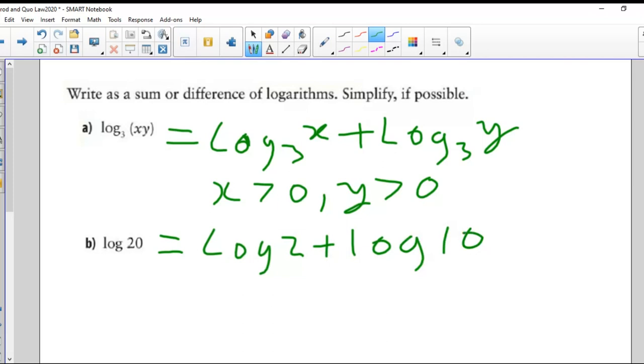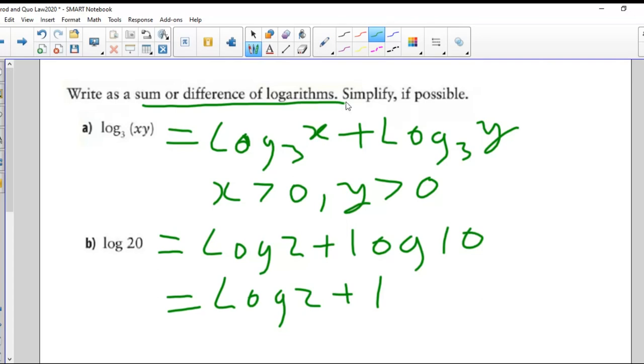Now part of that we can actually evaluate. We could say it's the log of 2 plus 1. So that's one way to write it. But it did say there's some difference of logarithms, so I can leave it like that, right? I can leave it exactly like that. So instead of saying the log of 2 plus 1, I'm just going to write log of 2 plus the log of 10. Okay?